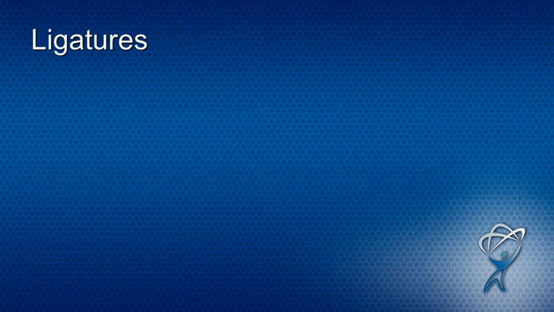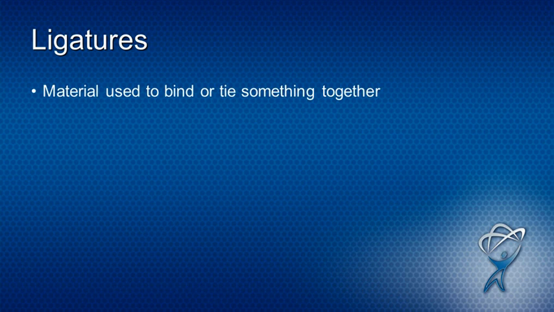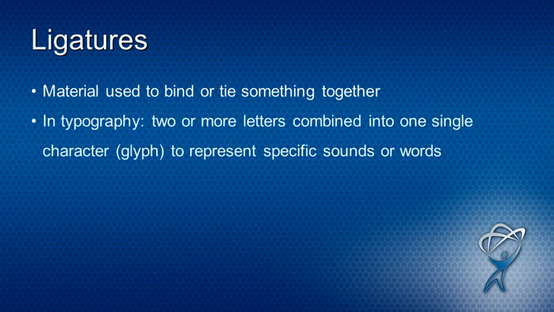Let's start with ligatures themselves. A ligature, in its real definition, is a material that's used to bind or tie something together. In typography, these are things that we use to tie two or more letters into one single character, also known as a glyph. Usually this means to represent a specific sound or specific types of words.